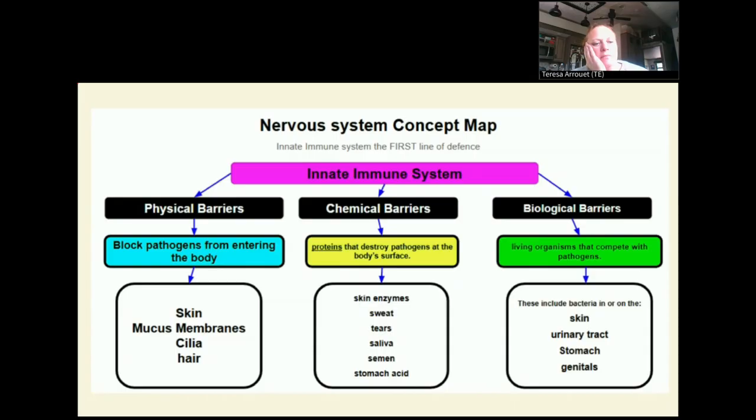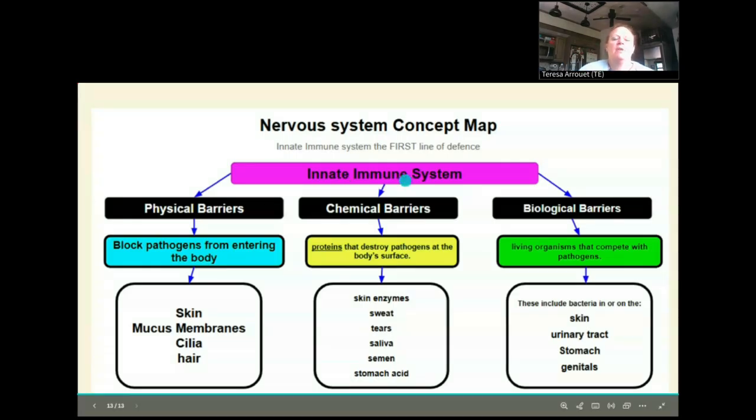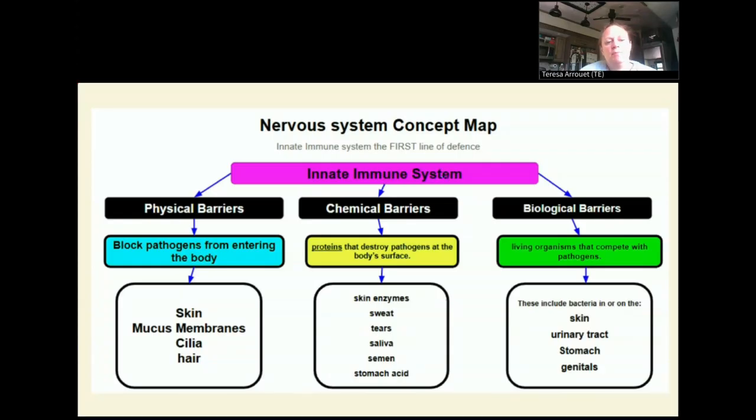All right, so you're going to go in and you're just going to fill this in. So we have our innate immune system. And as he said, there's two different immune systems. There's the innate immune system, which includes all these barriers. And then there is the adaptive immune system, which is what we're going to talk about later this week.